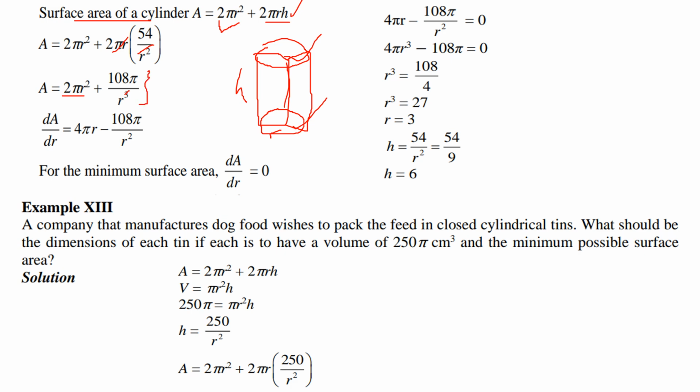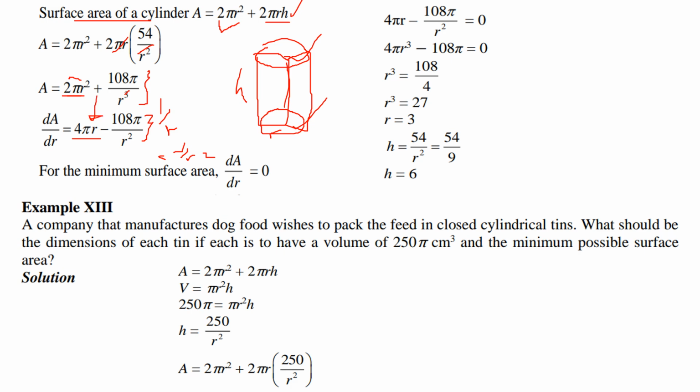Now, since this one is easier to differentiate, we can differentiate. Differentiating 2 pi r squared, you end up with 4 pi r, because the 2 multiplies with this 2 to get you 4, and then the pi is constant. So 4 pi r minus 108 divided by r squared, because when you differentiate 1 divided by r, you end up with negative 1 divided by r squared, which affects the whole expression. That's why its sign changed from positive to negative.